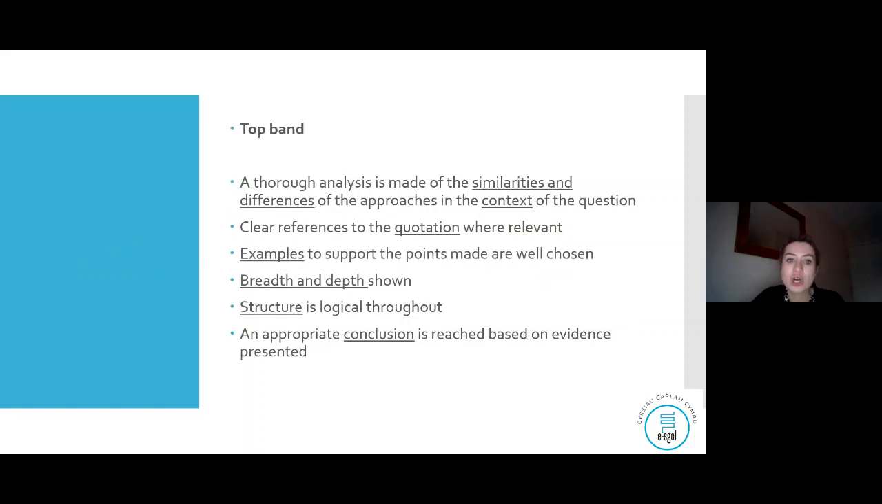And again, top mark band, that 10 to 12 marks, that's what we're aiming for here. Thorough analysis is made of the similarities and the differences of the approaches in the context of the question. Clear references to the quotation where relevant. Examples to support the points made are very well chosen. Breadth and depth shown. Structure is logical throughout, and we've got that conclusion as well. So that is what we're aiming for in our answer.